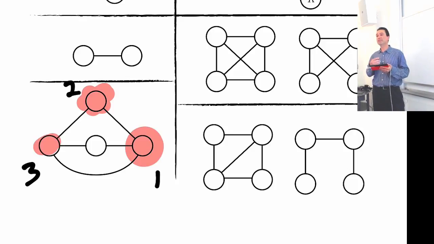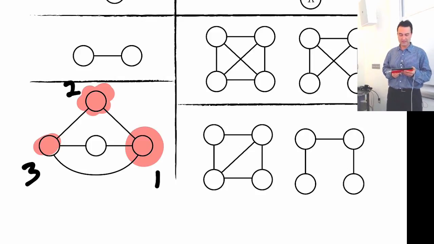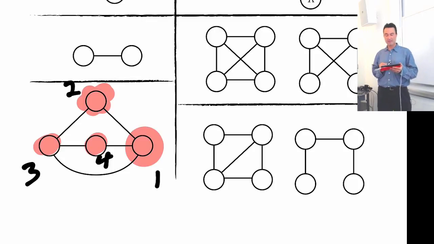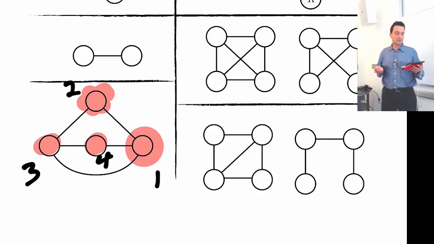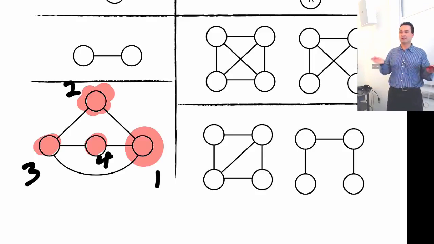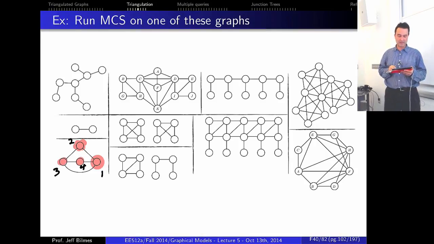Is number 3's set of previous neighbors complete? Yes. 1, 2, 3 is a clique. So that's good. We have one last node to choose, which is number 4. Right? Now, is his previously labeled neighbors complete? Who are 4's previously labeled neighbors? 1 and 3. That's a complete set, right? So therefore, the graph is triangulated. So it's always the case that when we choose a node, its set of previously labeled neighbors are complete. So that's a triangulated graph.